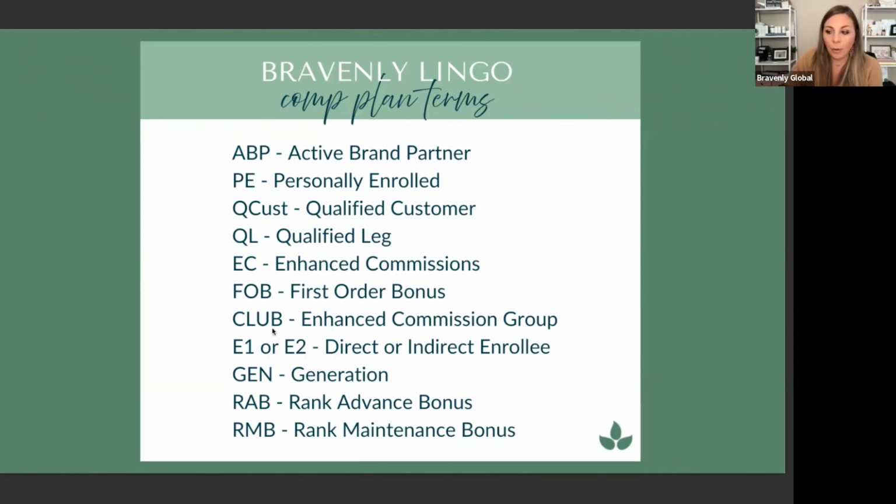You'll also see E1 and E2. E1, those are your personally enrolled, your direct enrollees. So if I enroll Lisa, she is my E1, my personally enrolled. Now Lisa goes and enrolls, let me see, Vicky and Siobhan. Vicky and Siobhan are her E1, her personally enrolled, but they're my E2s. They're my indirect enrollees. And there are some things in our compensation plan where you're not just paid on your personally enrolled. In a lot of situations, you get a little extra bonus for your E2s as well, the people that they brought on.